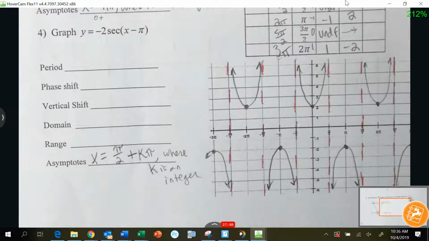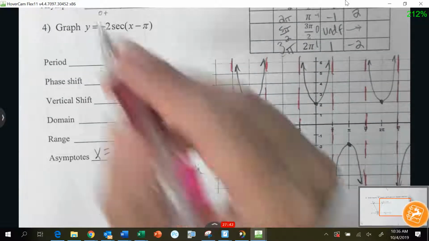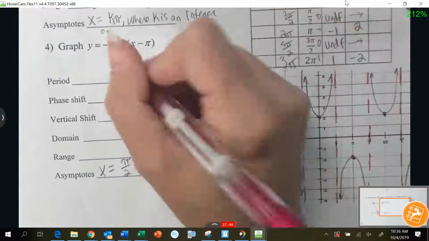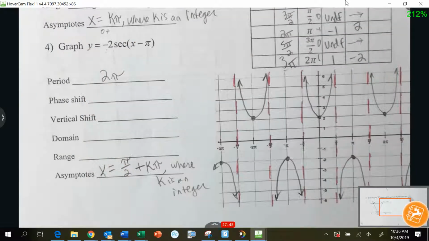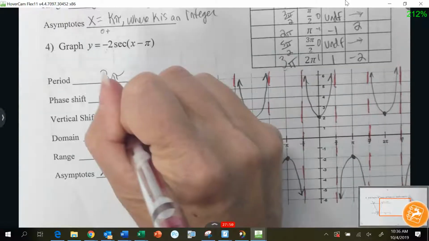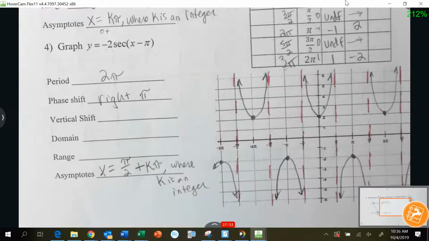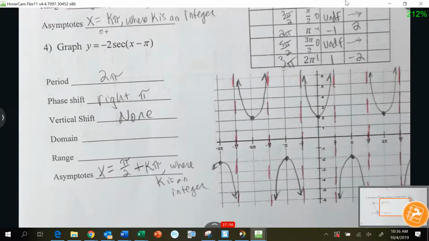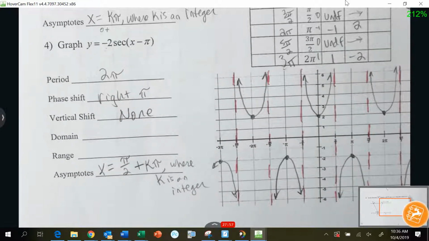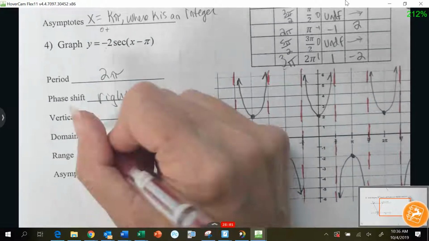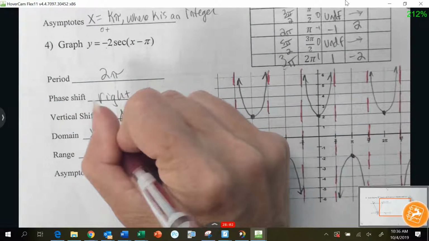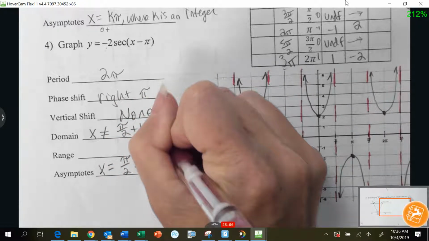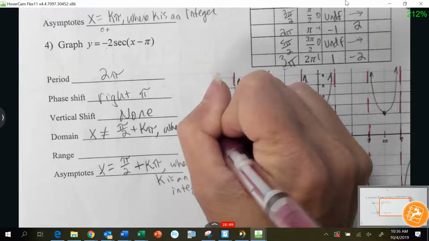Okay, so my period would be 2 pi unless I have a horizontal stretch or shrink, which I did not. So 2 pi. My phase shift is to the right, pi. My vertical shift, we didn't have one. The domain is going to be all real numbers except all those asymptotes. So we say x does not equal pi over 2 plus k pi, where k is an integer.